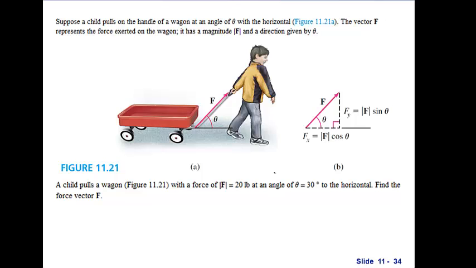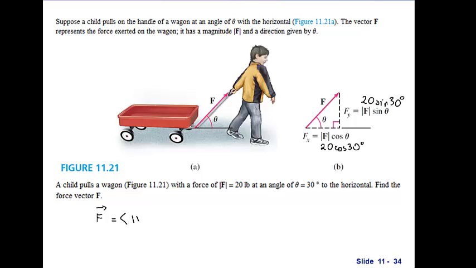Now, for example, the child pulls a wagon with a force of 20 pounds at an angle theta equals 30 degrees to the horizontal, and we need to find the force vector. So basically we just follow this formula. We know that the magnitude of F is 20, and then we multiply this by cosine 30 degrees, and here we have 20 and then sine 30 degrees. Therefore, the vector F has the following components.